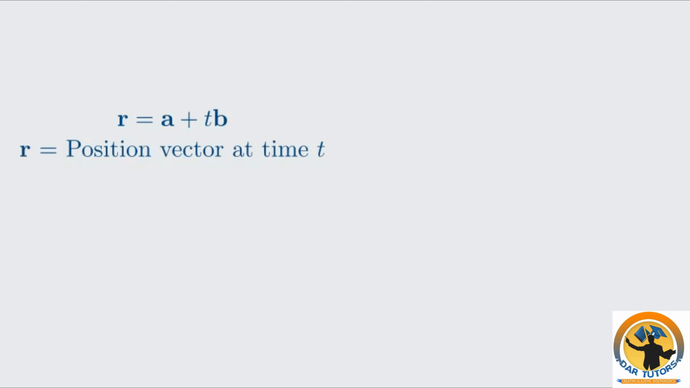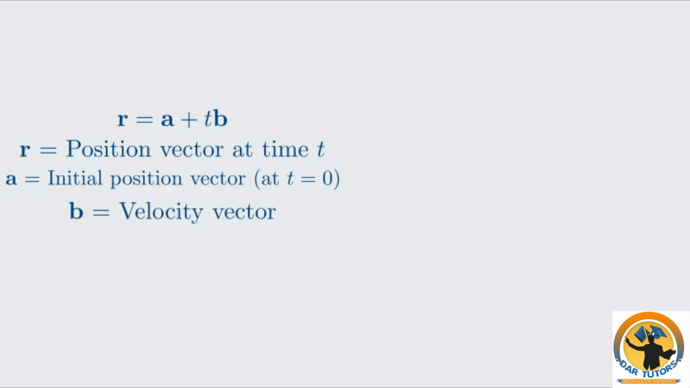First, r is the position vector of the object at any given time, t. It tells us the object's location in space. Next, a is the initial position vector. This is the object's starting point when time, t, is 0. Then we have b, which is the velocity vector. This vector defines both the direction of motion and the speed of the object.